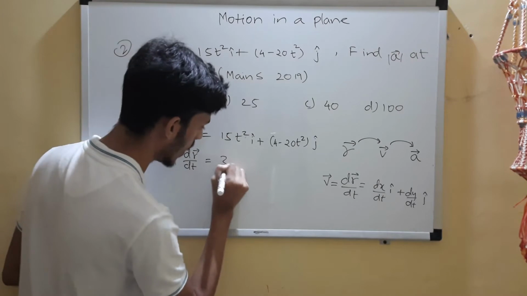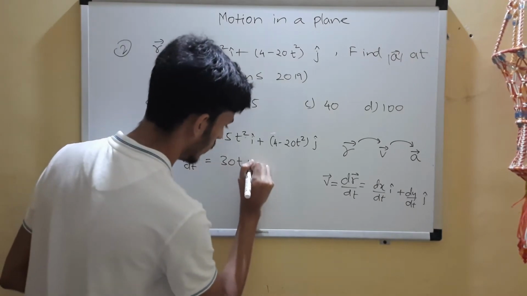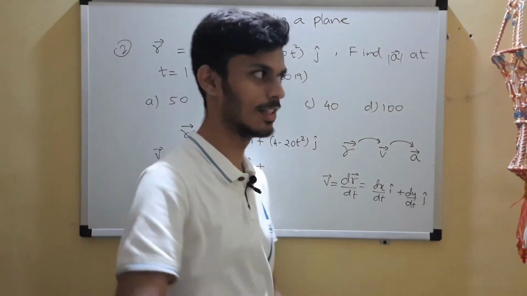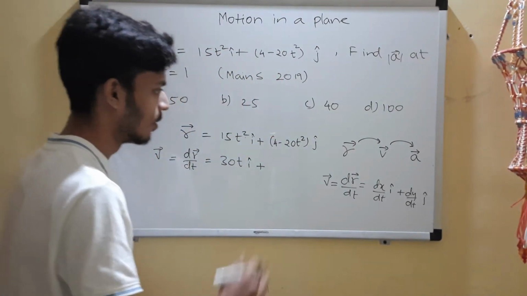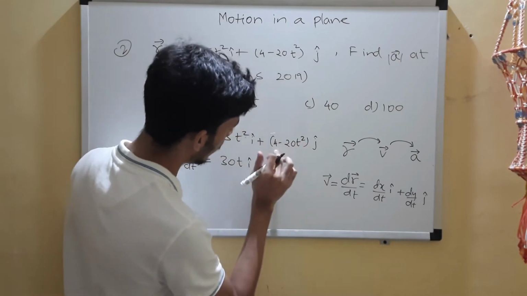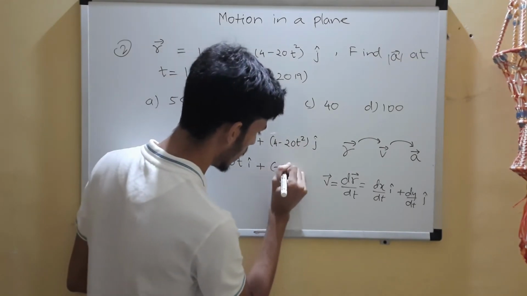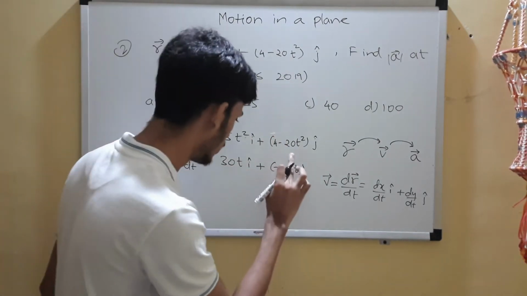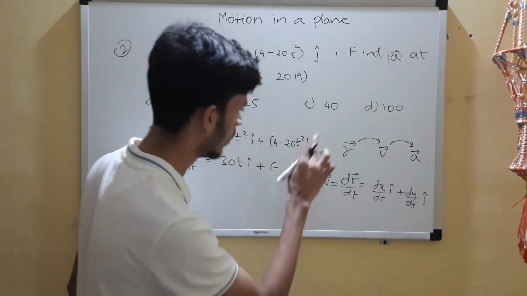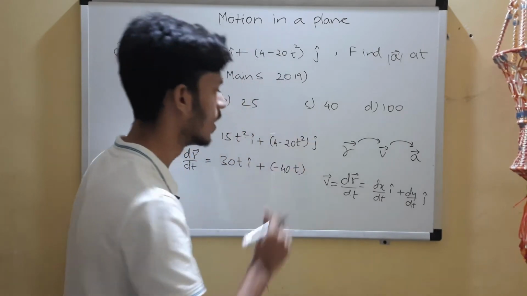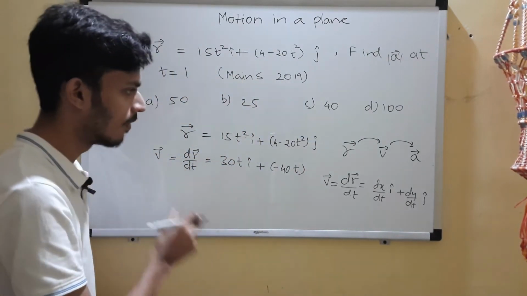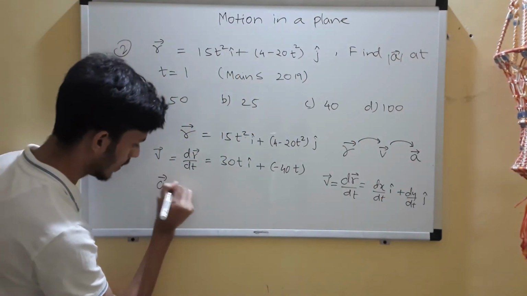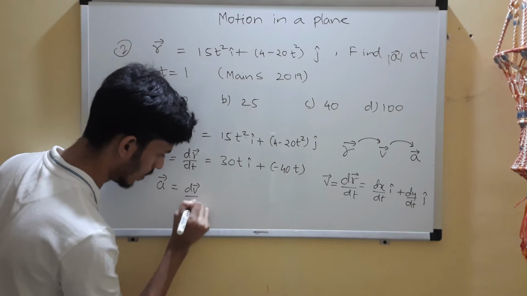So differentiate this, you'll get 30t, and differentiate this. Those who don't know differentiation and integration, the link is again in the description. Don't scratch your heads, go watch it. Now this is 4 and this you'll get as minus 20t, or minus 40t. Sorry, minus 40t, that 2 will come down. So again you have to differentiate, right? From velocity to acceleration, you get acceleration by differentiating velocity.